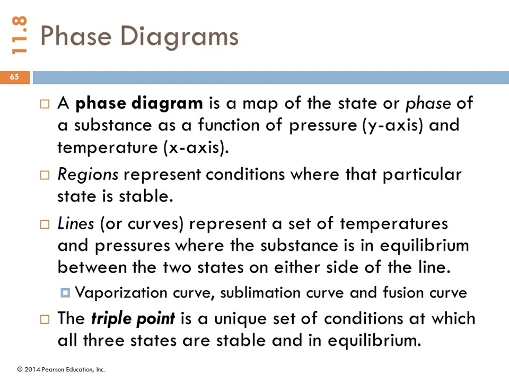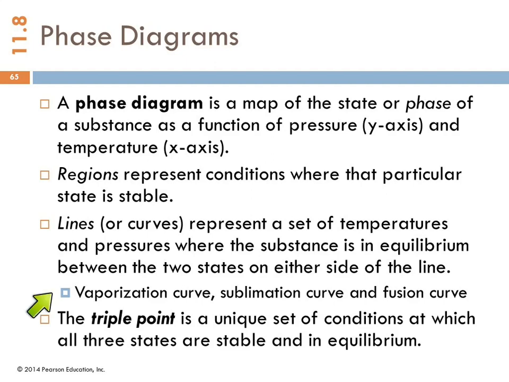So you'll see a liquid as a section of the graph, and that'll tell you that under those particular combinations of pressure and temperature, the substance will be stable as a liquid. Then there are lines that divide the regions, or they're curves, more likely, and those represent sets of temperature and pressure where the substance is in equilibrium between the two states on either side. So that's where it's going to be going back and forth, like the melting point or the boiling point.